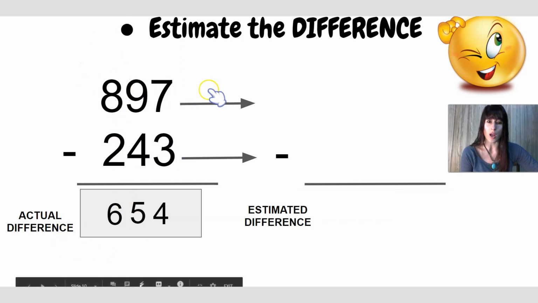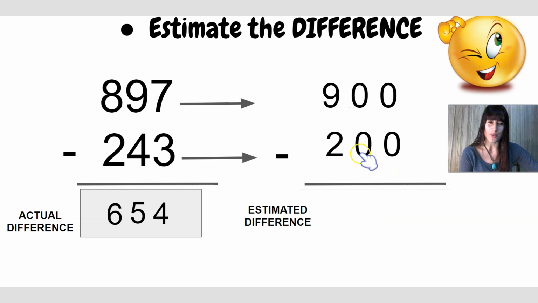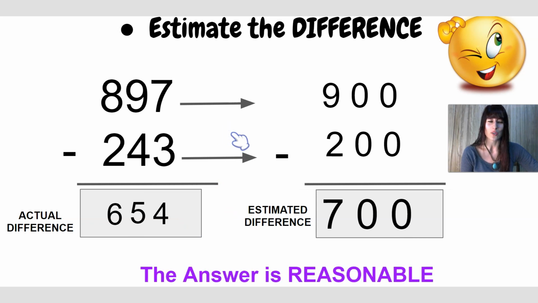Now I need to round these numbers to the nearest 100. 897 to the nearest 100 would be 900. 243 rounded to the nearest 100 is 200. And 900 minus 200 will give me the estimated difference, and that is 700. Again, I look at these two numbers that I received, actual difference and estimated difference. I can see that they are close to each other, so I can state that the answer is reasonable.